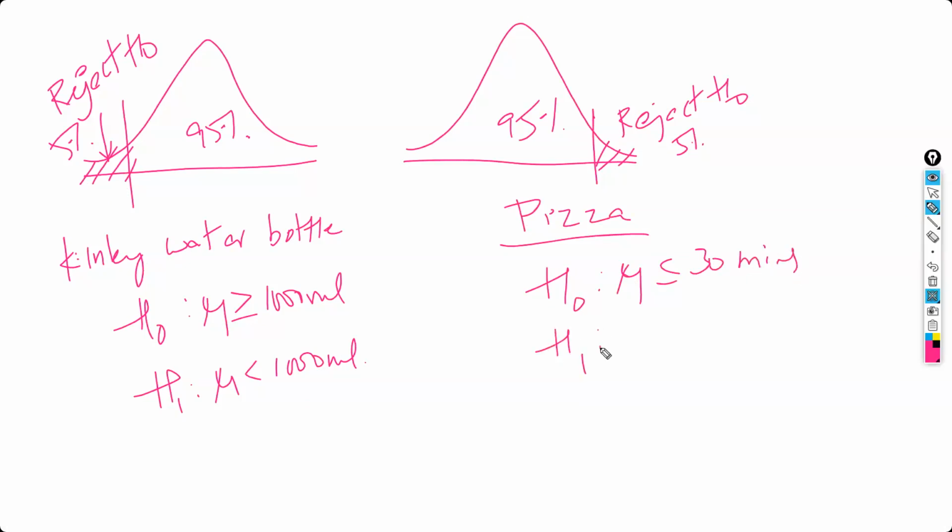Alternate hypothesis is mu is greater than 30 minutes. Now, mu is greater than, or mu is greater than. So when are you going to reject your null hypothesis? Rejection of the null hypothesis, when will it happen? When it is more than 30 minutes. More than 30 minutes means here, what symbol are you having?